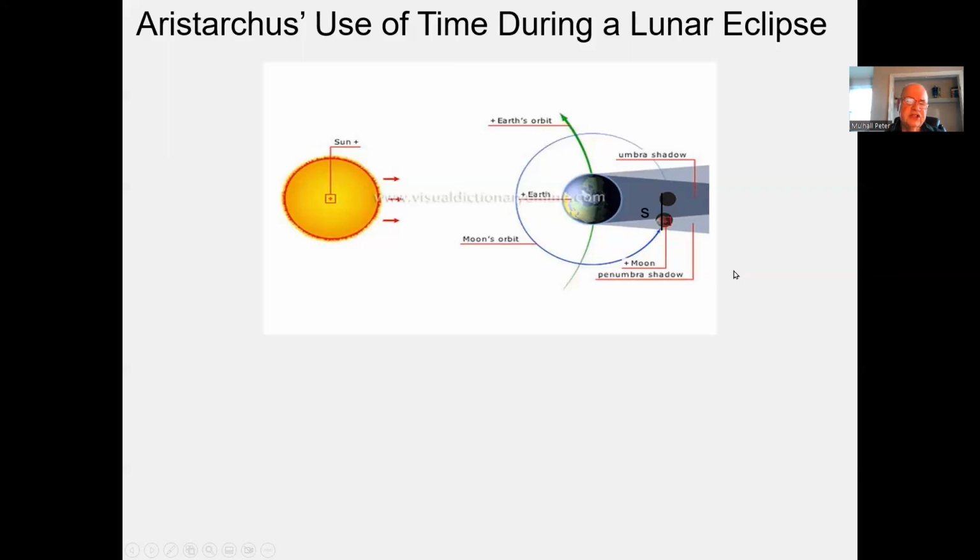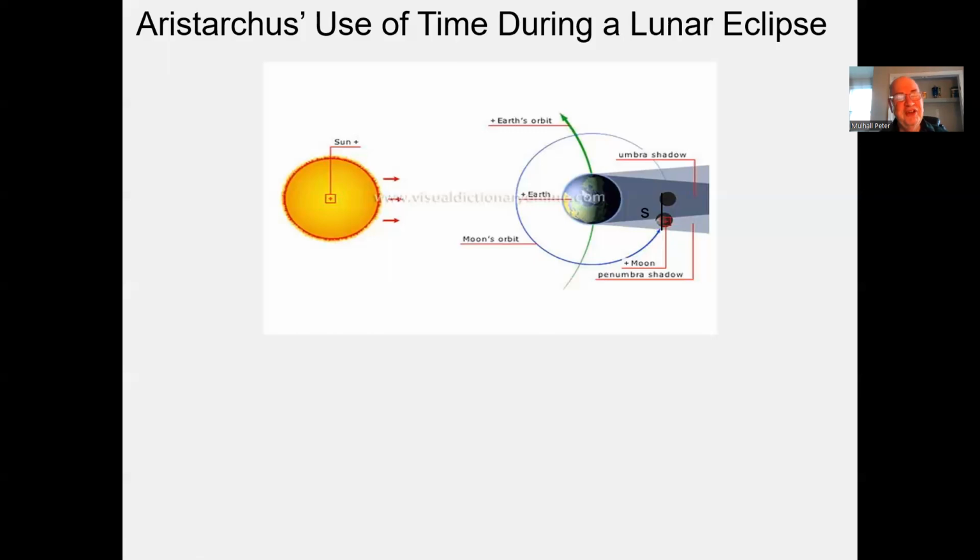And he asked the following question. When the moon just starts to enter the shadow, let's measure how long it takes for the moon to be completely engulfed in the shadow. How long does it take when it just gets started and it finally disappears? Let's take that measurement. For simplification, guys, let's say it takes an hour.